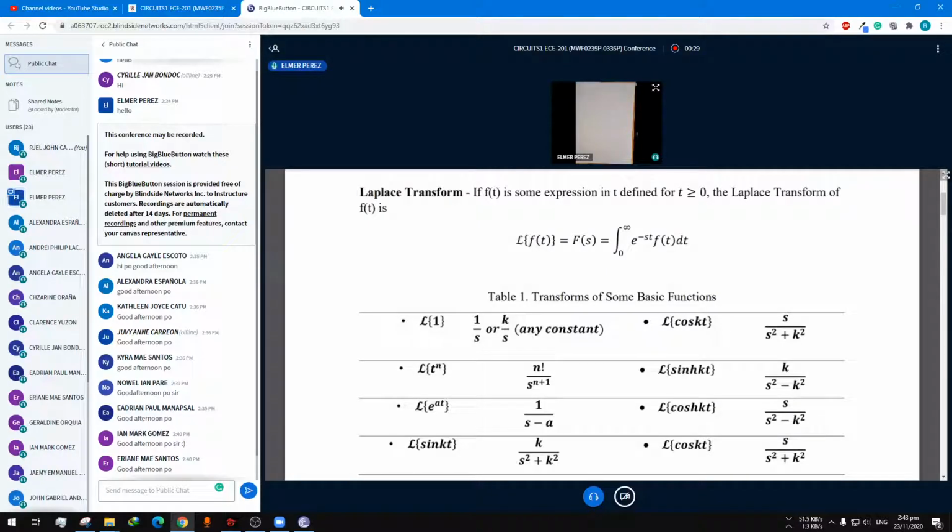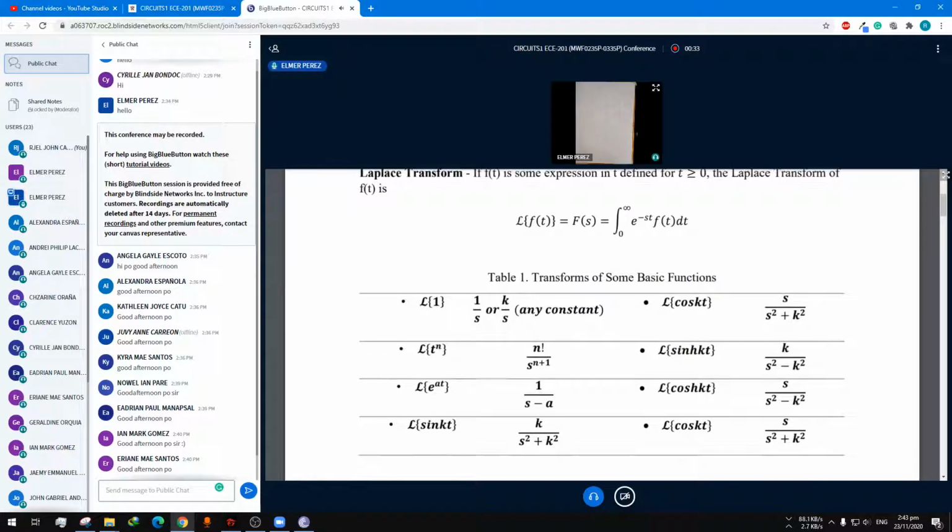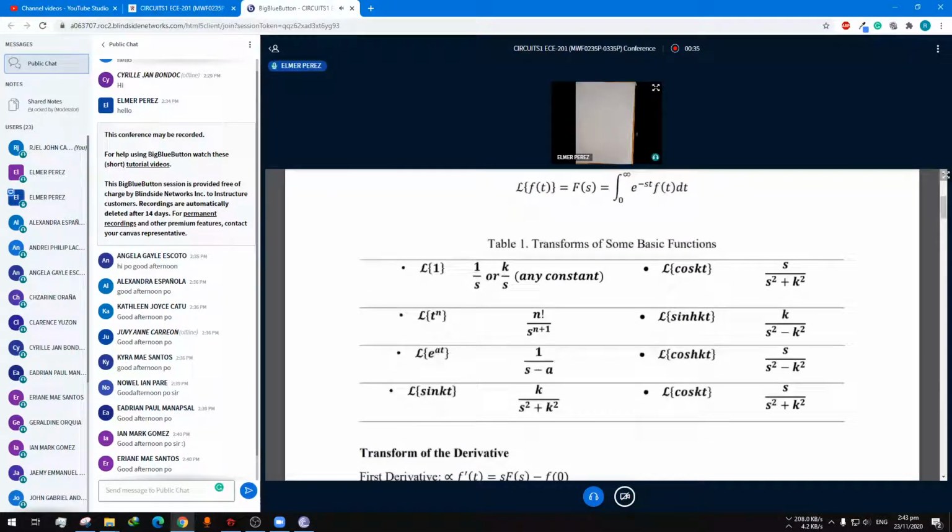Ayan. So meron tayong basic functions, yung transformation nila. So in Laplace transform, we transform natin sila sa one domain to another domain. Yung time domain, tsaka yung frequency domain. Ayan. So meron tayo, actually 7 lang yan. Nagdoble lang yung Laplace transform ng cosine doon sa pang 8.